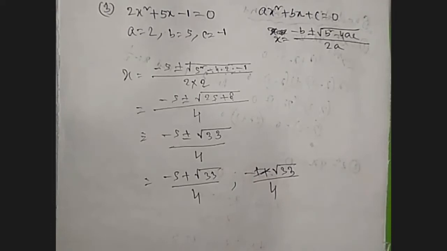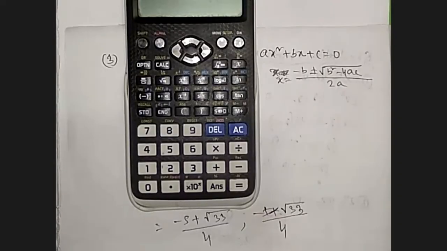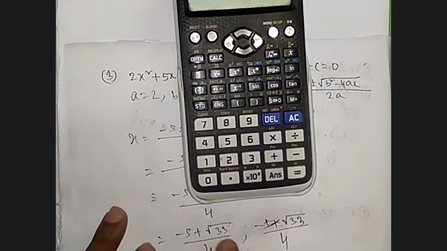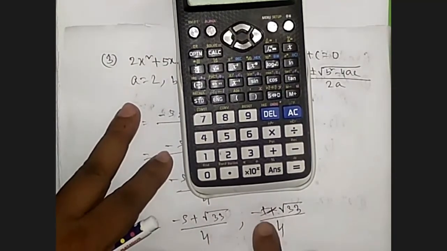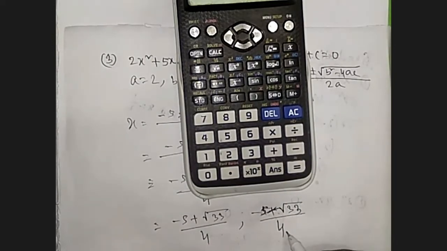So now I'll show you how to use calculator to solve these maths. So let's go for calculator now. Here it is minus 5 plus root over 33 divided by 4. Same thing here, minus 5 minus root over 33 divided by 4. Now let me use calculator.